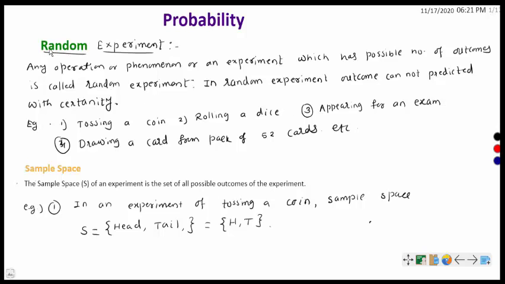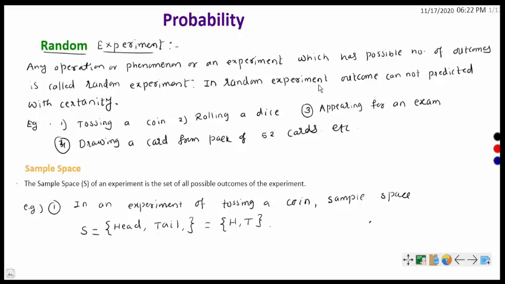First one is a random experiment. What is a random experiment? A random experiment is any operation, any phenomenon, any process, any experiment, any event which has a possible number of outcomes.